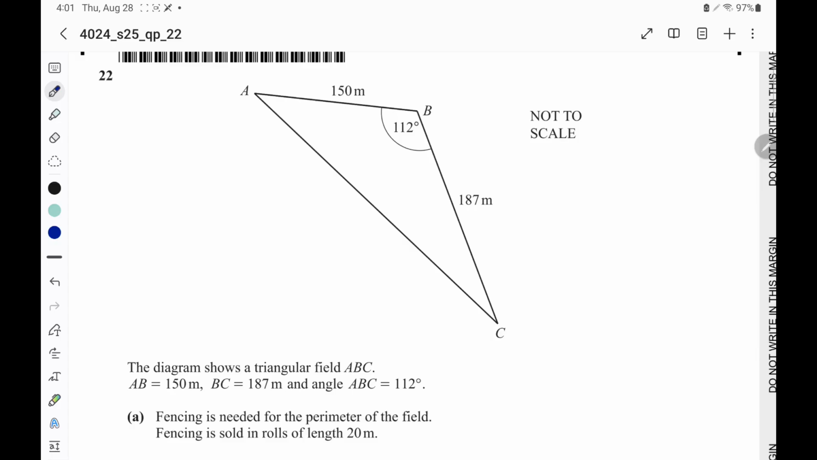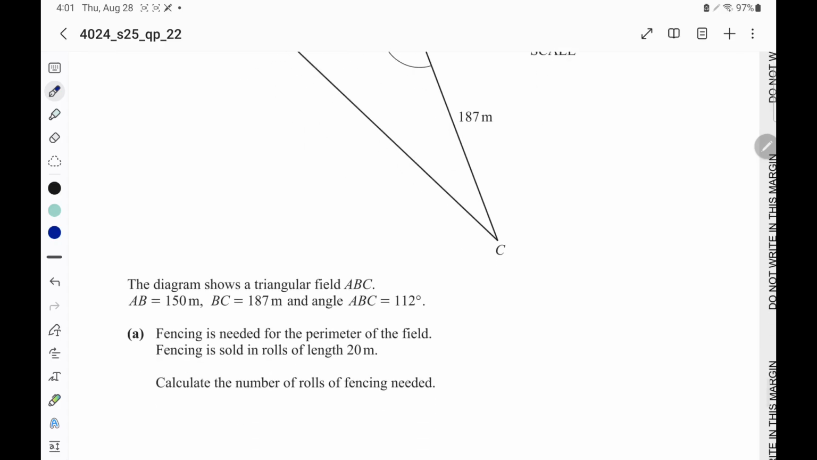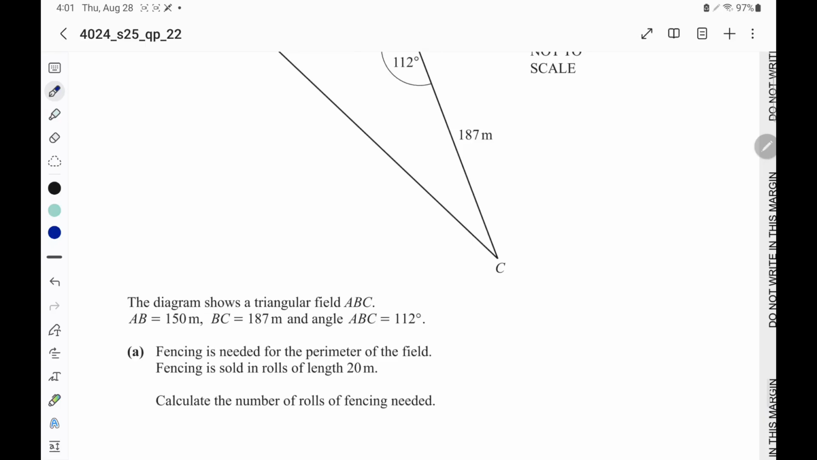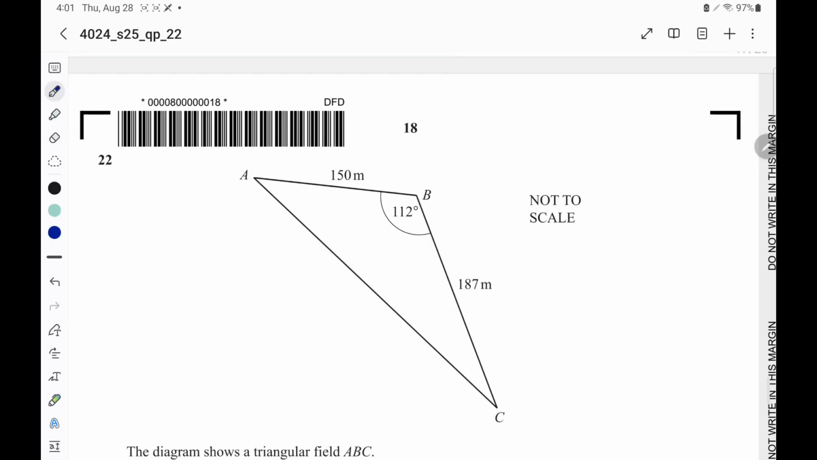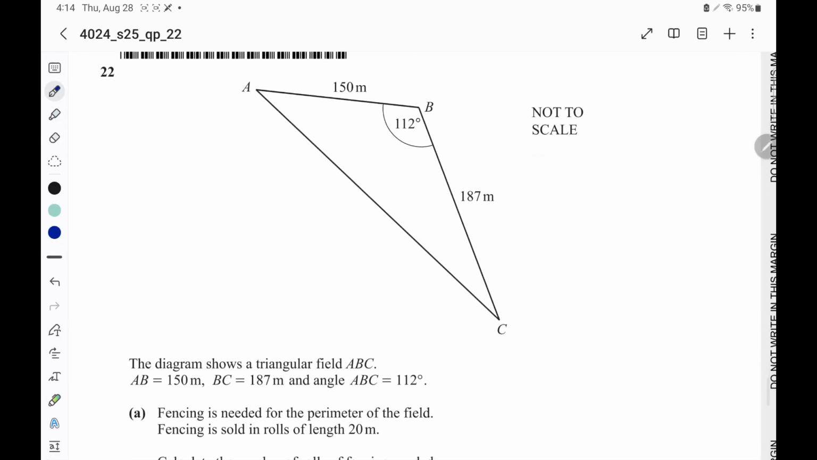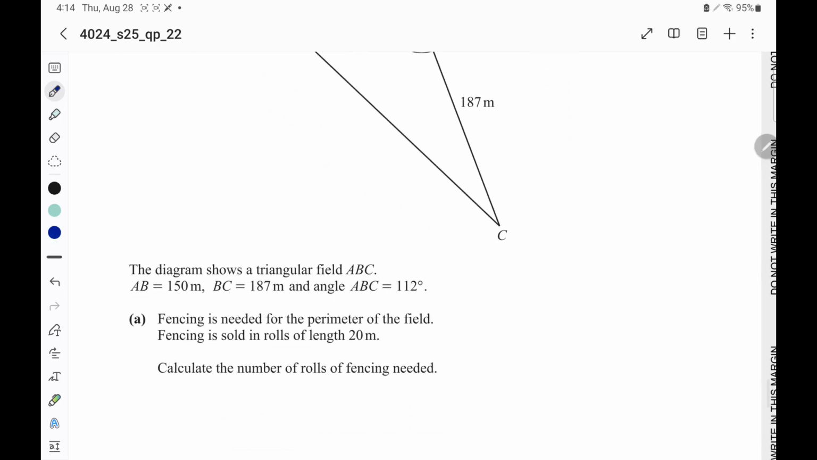Fencing is needed for the perimeter. Perimeter means all the sides. Fencing is sold in rolls of the length 20 meters. Calculate the number of rolls of the fencing needed. First of all, we find out AC and calculate how much is the perimeter. So we have AC left, otherwise AB and BC is given for the perimeter.